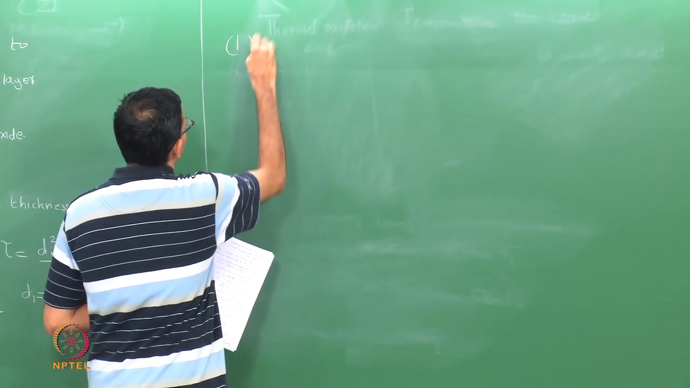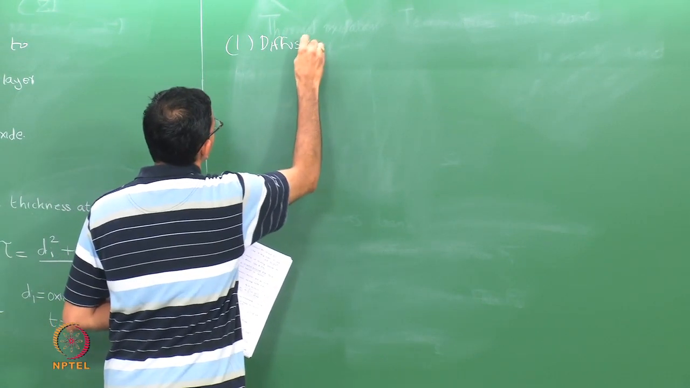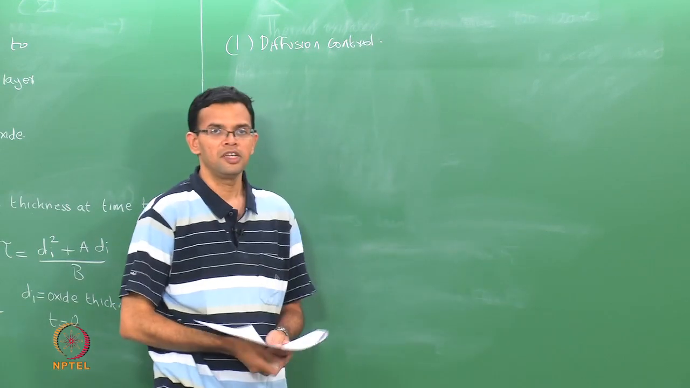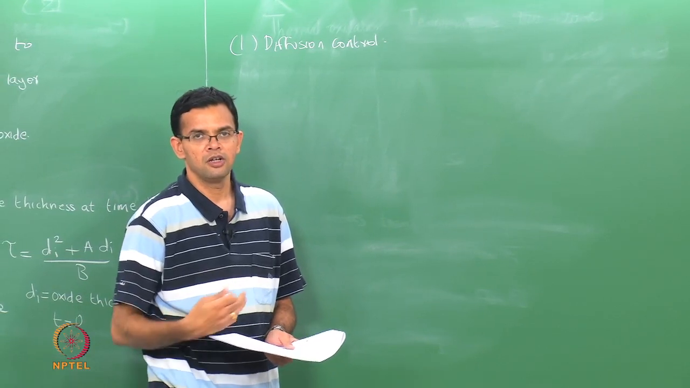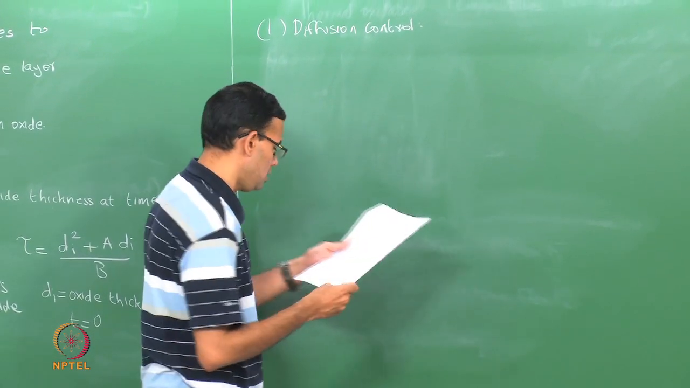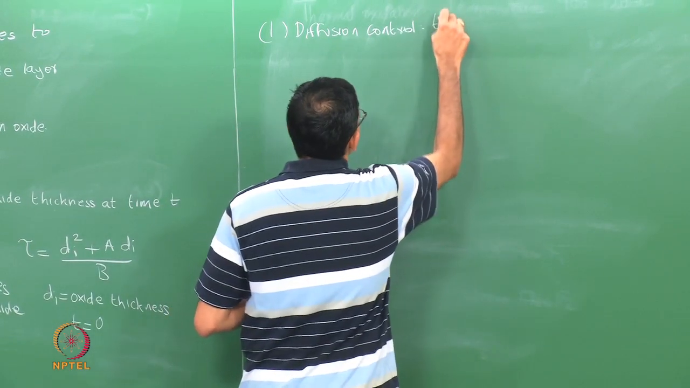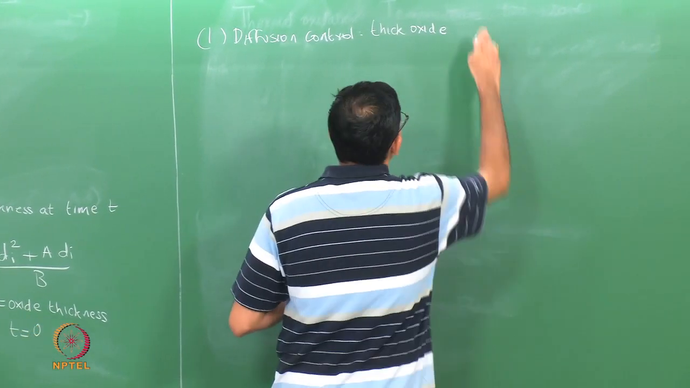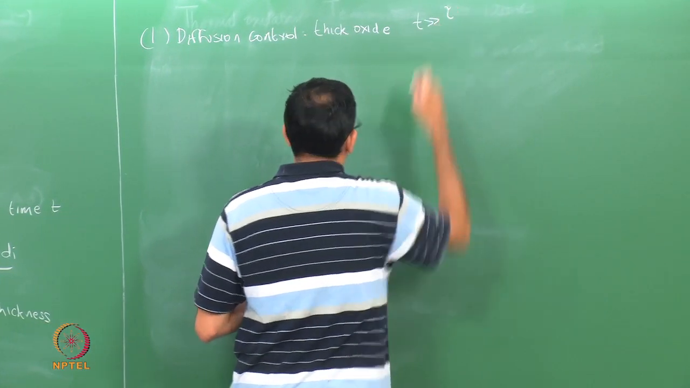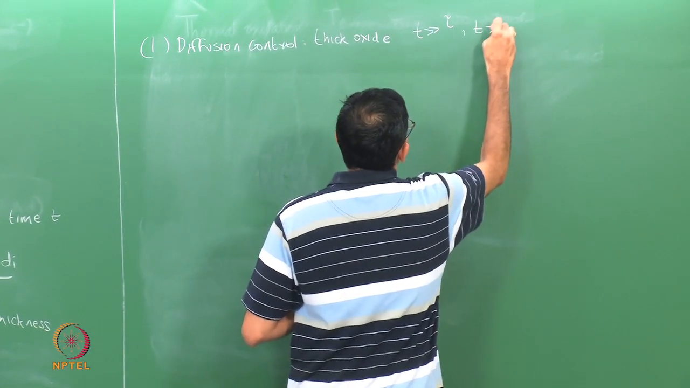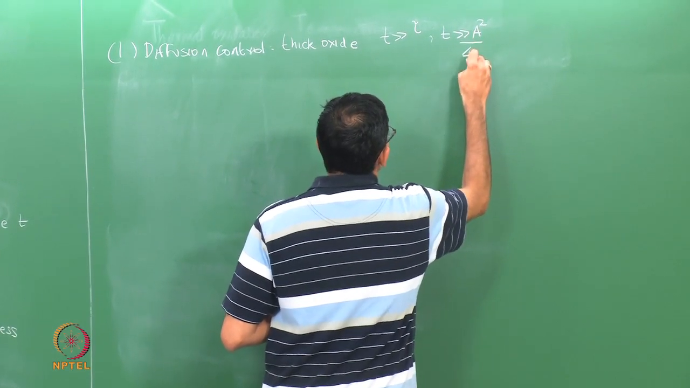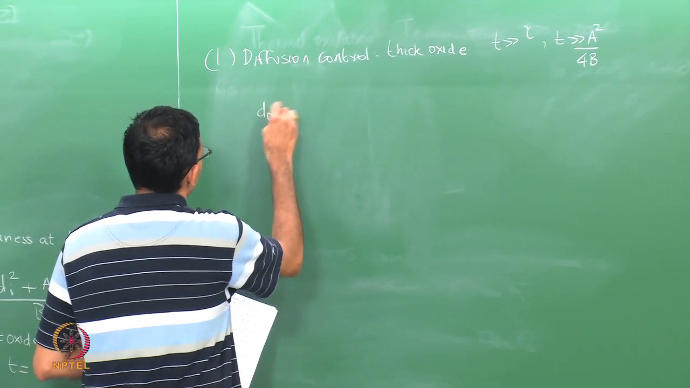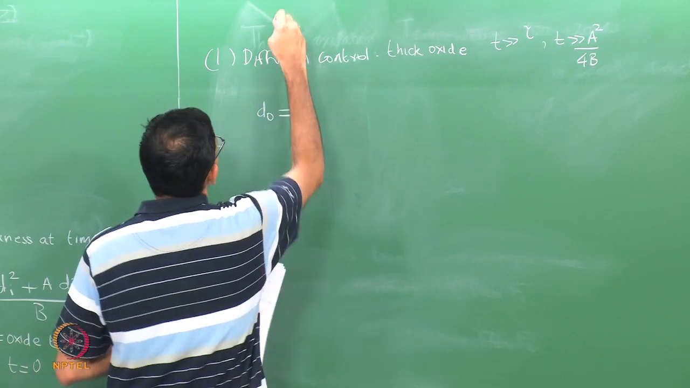In the case of diffusion control, the diffusion of the oxide species through the oxide layer is what matters. So this is usually for a thick oxide. In this particular case, t is much larger than tau and t is much larger than A square over 4B. If you use those assumptions in the general equation, let me write the general equation down.